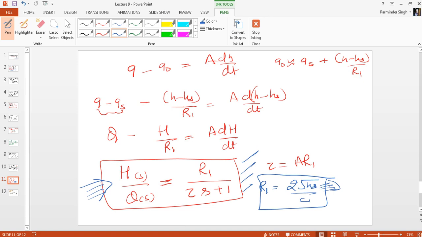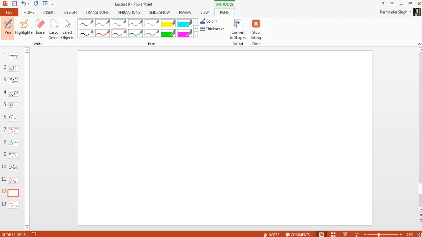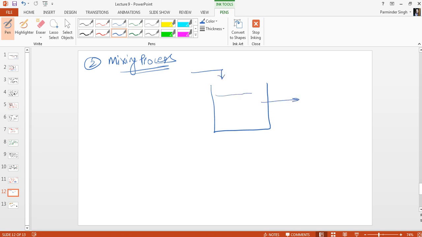Now the next example of a physical system is mixing. The first example was the liquid tank, and in that we discussed non-linear and linear systems. The third example is your mixing process. Now in this, let's consider a mixing process. We have an input stream and we have an output stream, and there is a stirrer. It's a well stirred process. That's the input Q and that's the output Q.